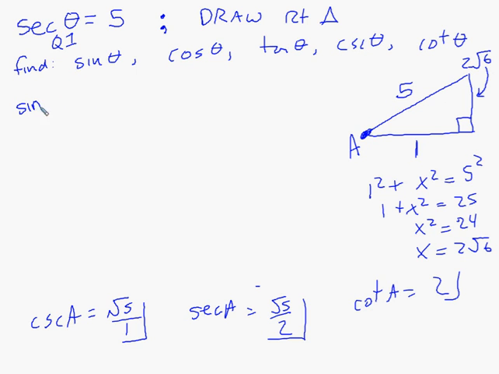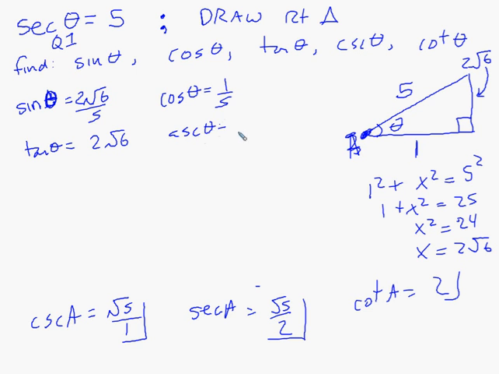Alright, what's the sine of our angle? I guess this should have been named theta, right? So what's the sine of theta? 2 root 6 over 5. Yep. And what's the cosine of our angle? 1 over 5. Yep, and what's the tangent of our angle? 2 root 6 over 1. Yep. And what's the cosecant of our angle? 5 over 2 root 6.